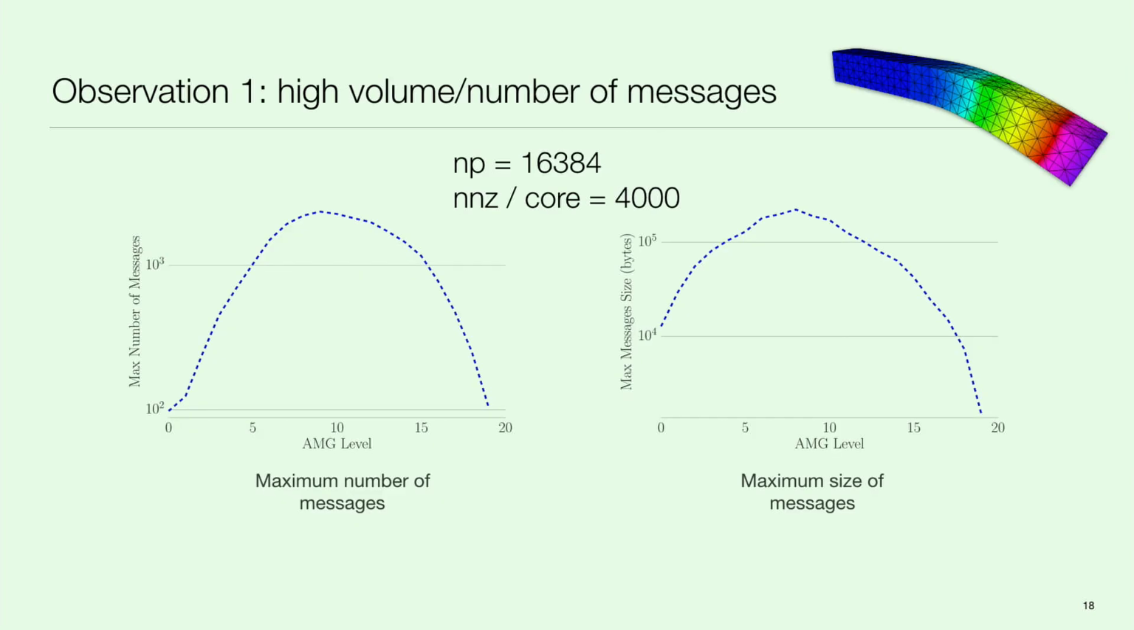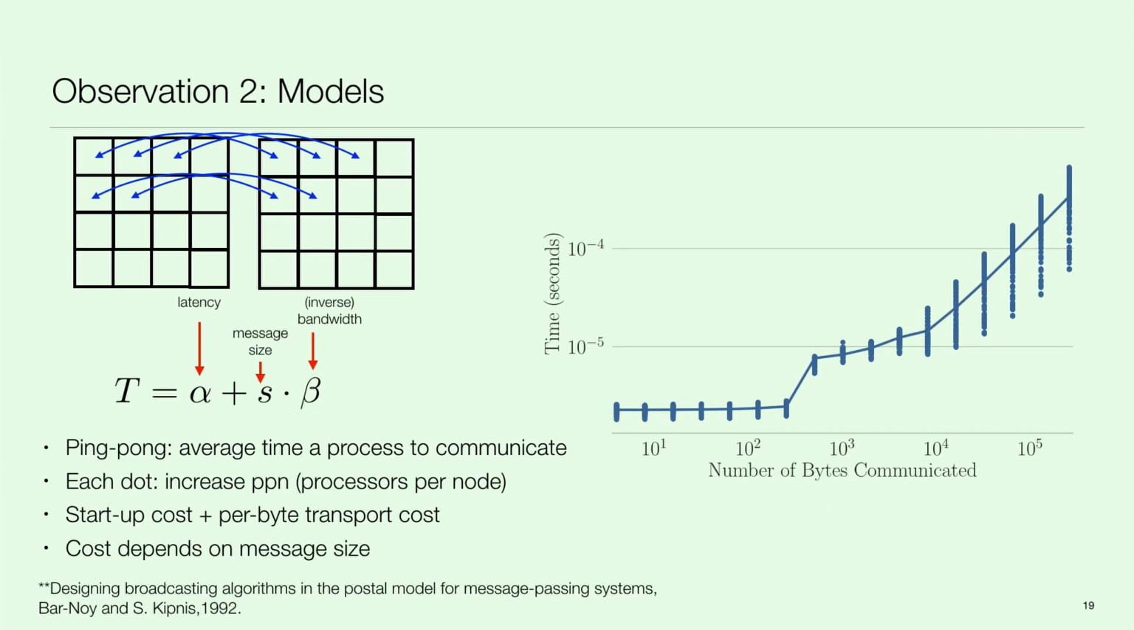All right, let's look at a couple of observations. And these are straightforward observations. One of them is we're just sending a lot of messages. That's not a big surprise. So on the left, the same problem, printing out the maximum number of messages, and on the right, the maximum size of the messages. So we send more messages, we send larger messages, both of those are going to contribute to the overall communication cost. Okay, not a big surprise.